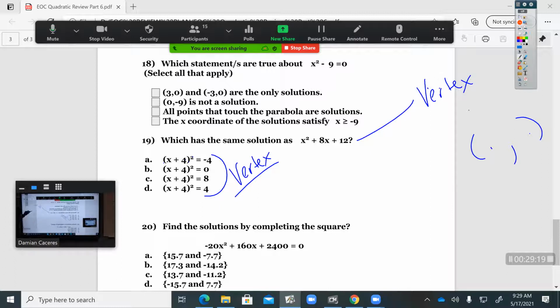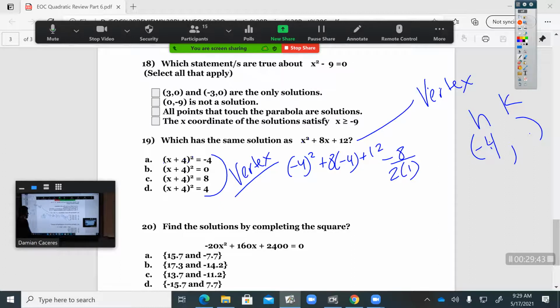How do you find the vertex? Which is h and k. Same thing we practiced on this worksheet already. Negative b divided by 2 times a, which gives you negative 4. You with me? Now, plug in the negative 4 into the equation. So negative 4 squared plus 8 times negative 4 plus 12. I did it in my head, but that gives you negative 4, which means my k value is negative 4.